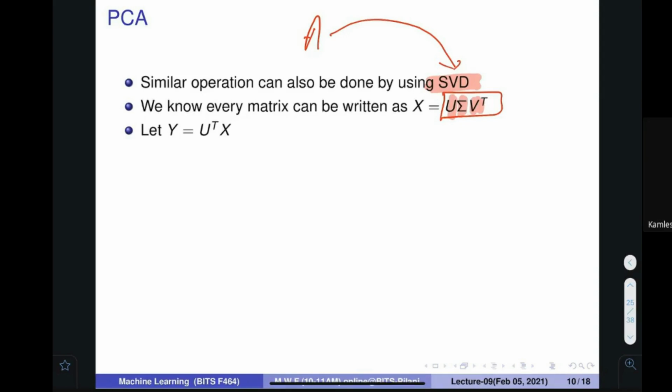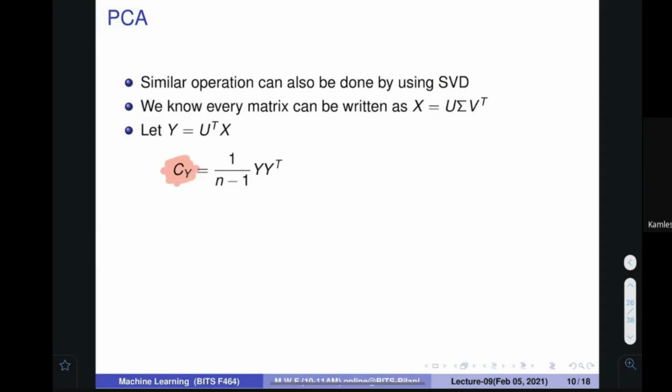I just wanted to tell you, consider this particular quantity U transpose X. You have a matrix X, you have converted it using SVD to U sigma V transpose. Now consider another matrix Y, that is U transpose X, and let me find the covariance matrix of this Y. Y transpose Y, where Y is U transpose X, so it is U transpose X times U transpose X transpose. Here this becomes X transpose U, and then U transpose X.